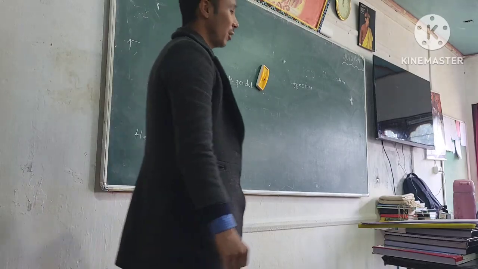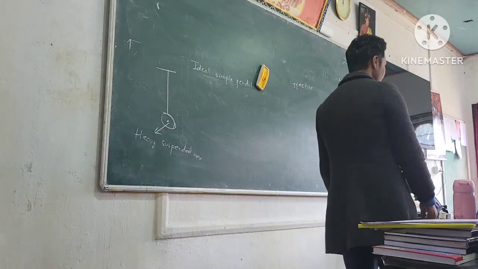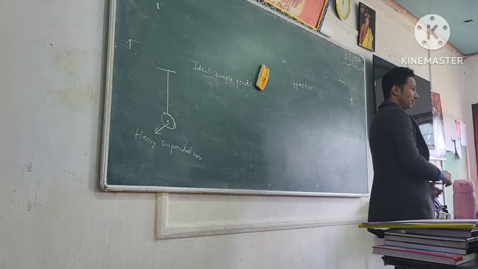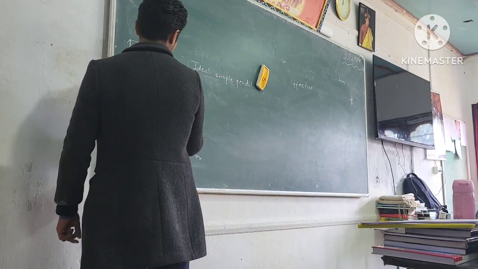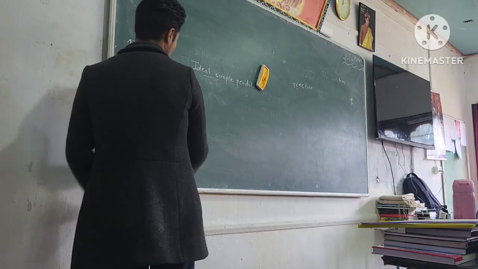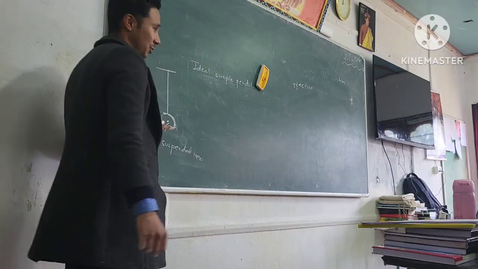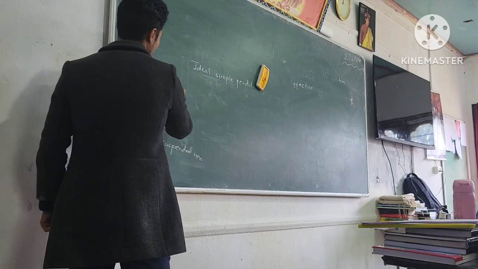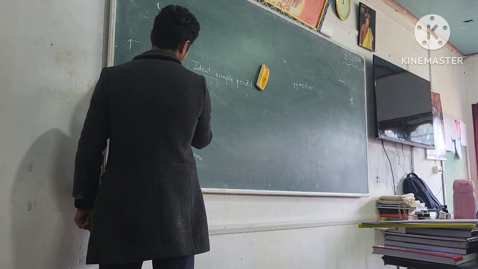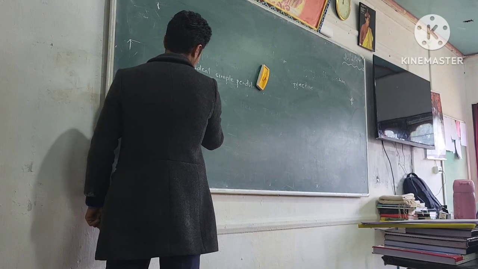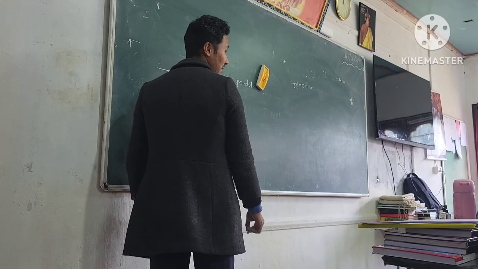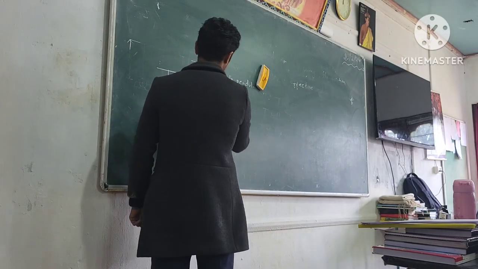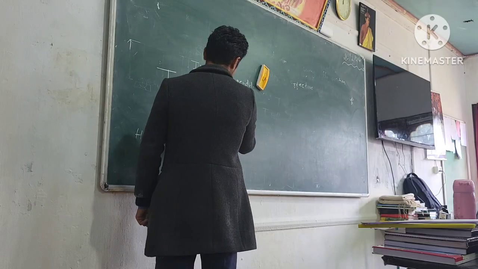Now the question comes, what do you mean by an ideal pendulum? An ideal pendulum is a pendulum which has a very heavy suspended mass. The mass has to be heavy, and the string has to be flexible. It has to be perfectly elastic.